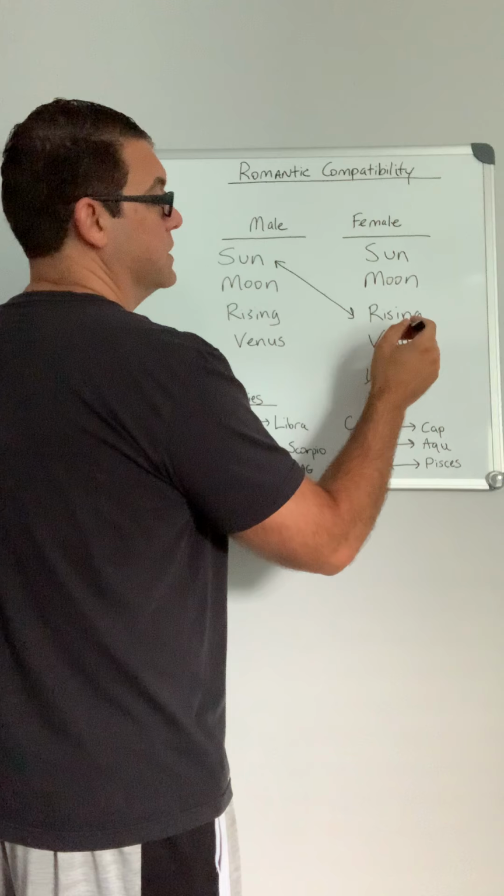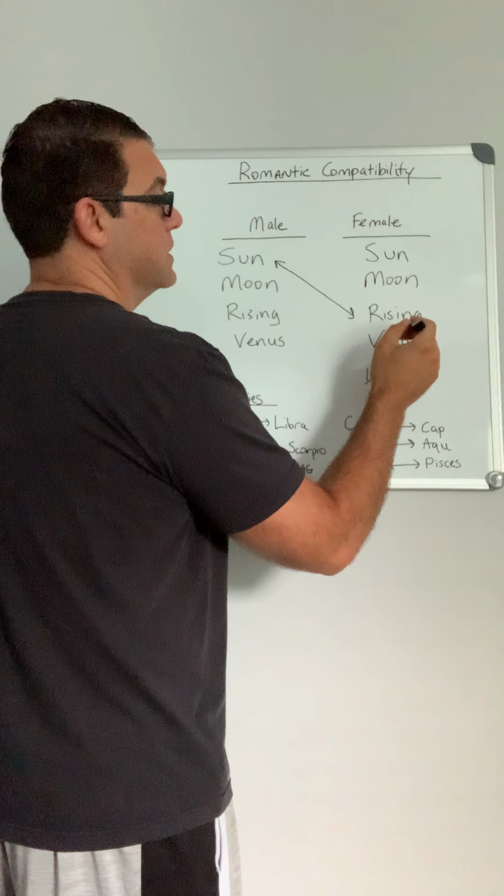If you have like 2 or 3 connection points within these, once we go through this exercise, you're already going to have a strong romantic, magnetic pull towards each other, okay? Just based on your sun, moon, rising, and your Venus signs, okay?